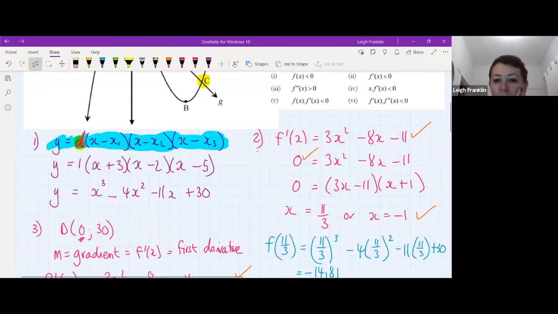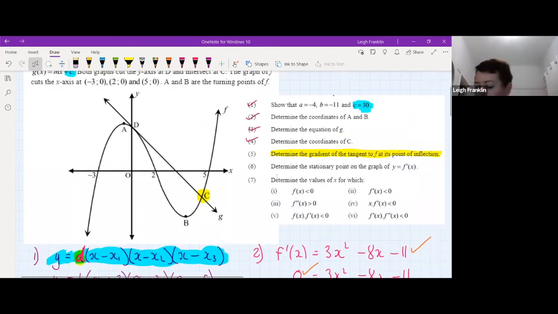Okay, let's go back and see if we can finish this question. So we've done number 5. Let's look at number 6. Determine the stationary point on the graph of y equals f prime x. So now these questions are getting a little bit more difficult. So the stationary point on y equals f prime x, what are they referring to?